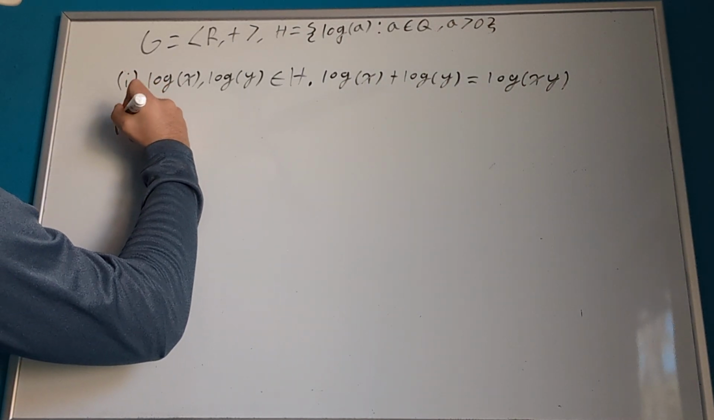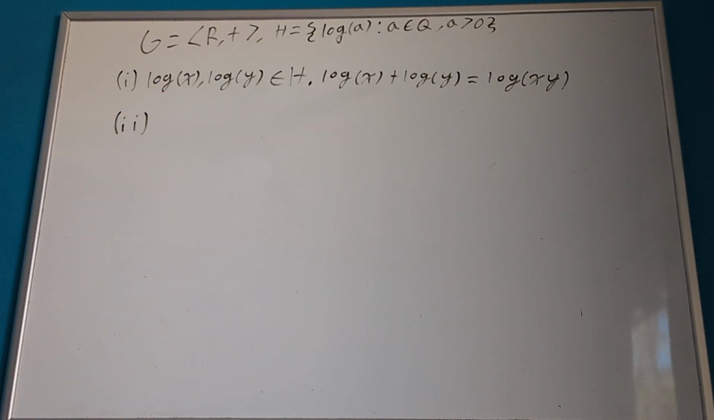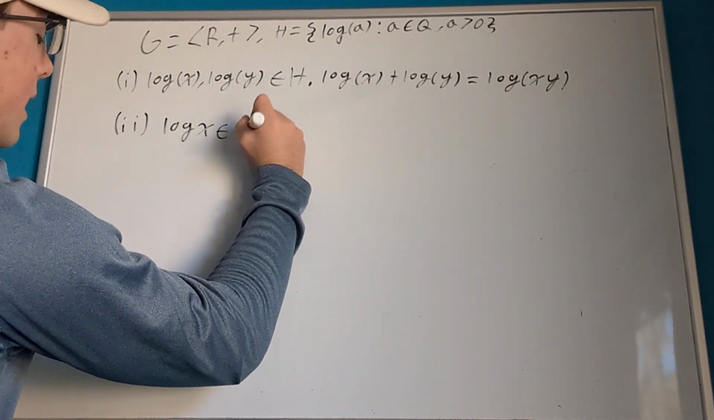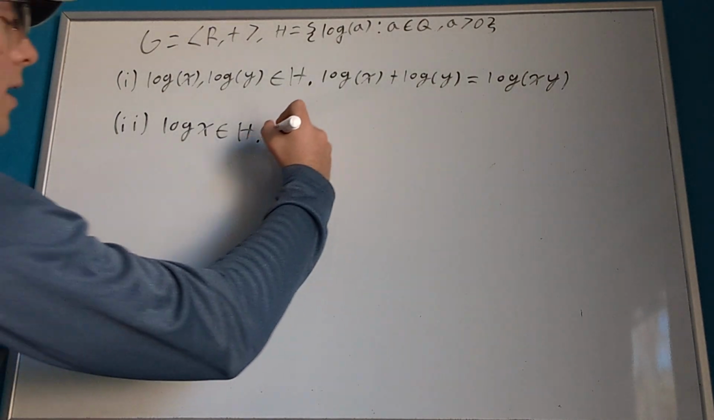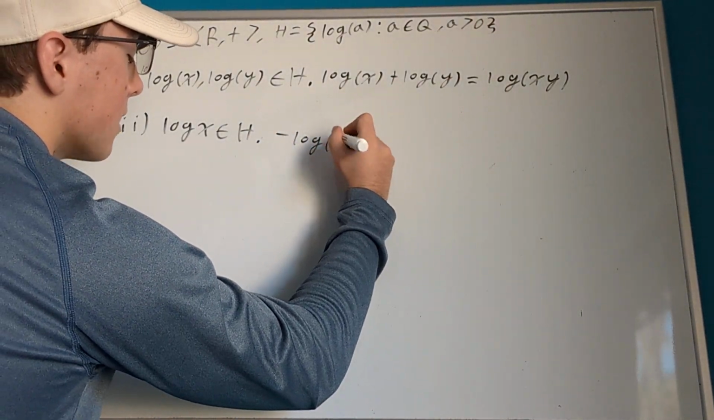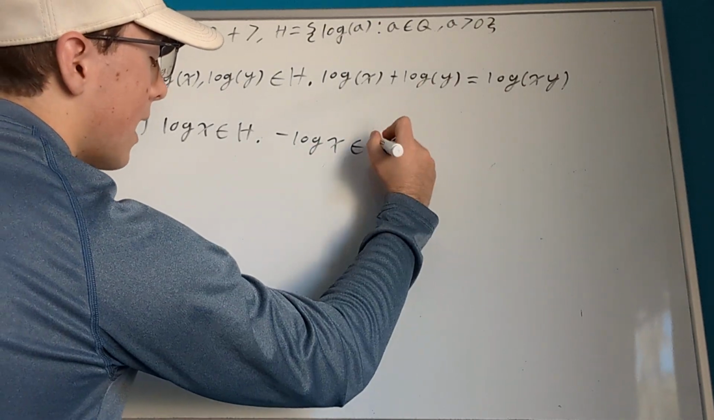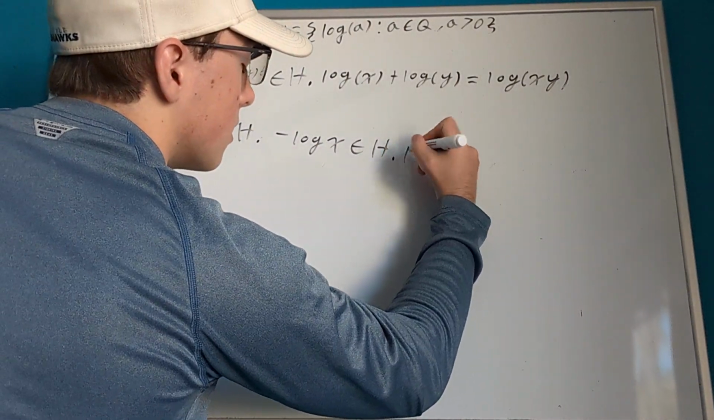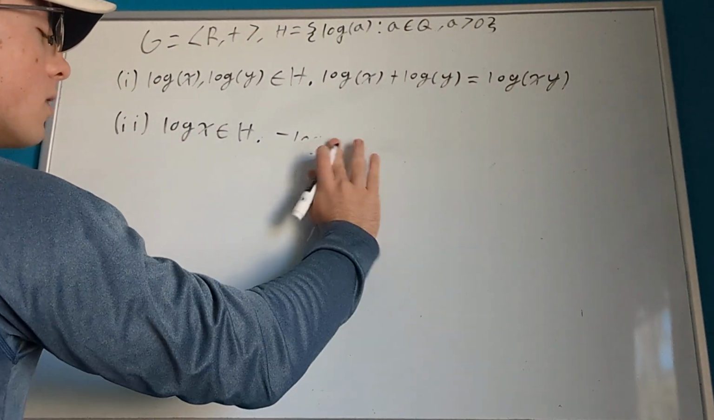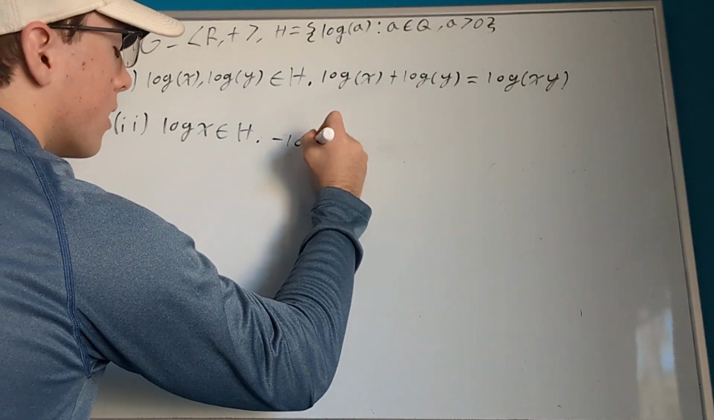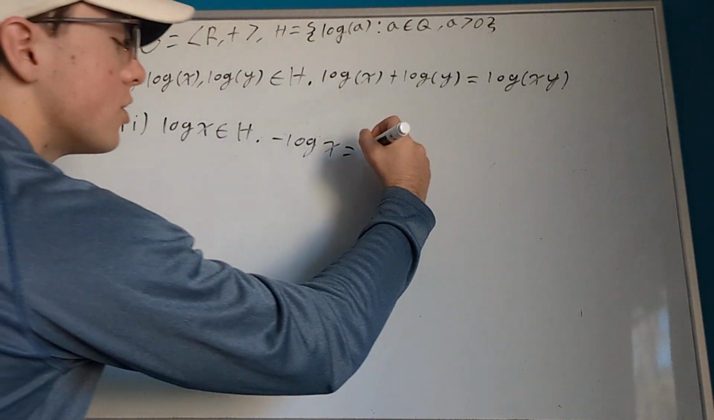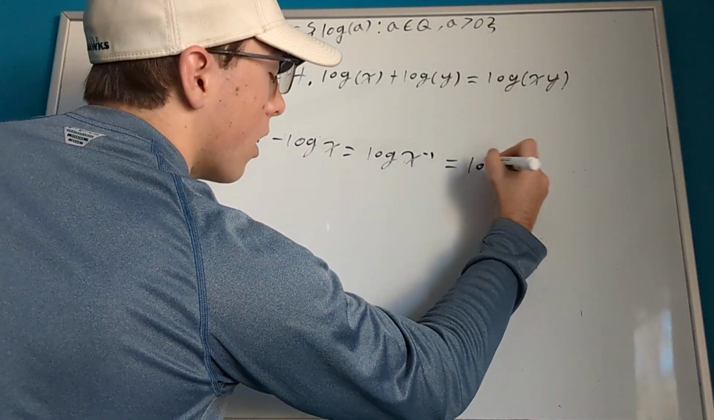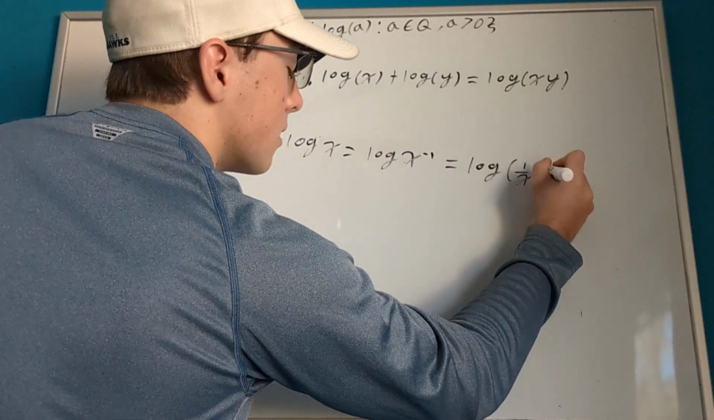Now we want to show that it is closed with respect to negatives. So once again, we're going to let log x be inside H. All right. Now we want to show that negative log x, I'm going to add parentheses, is inside H. All right. So what do we know about negative log x? Well, we know it can be simplified to log of x to the negative 1, which is also log of 1 over x. All right?